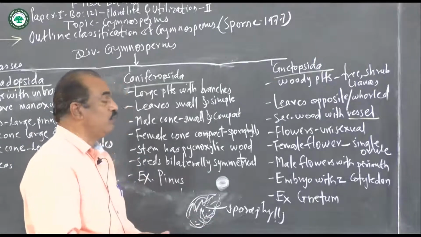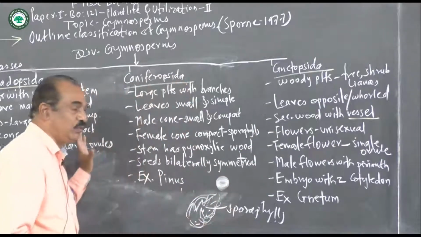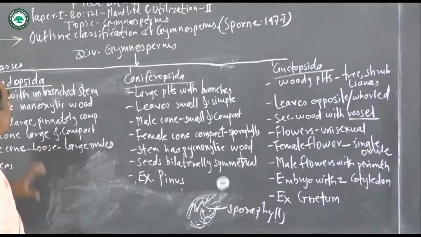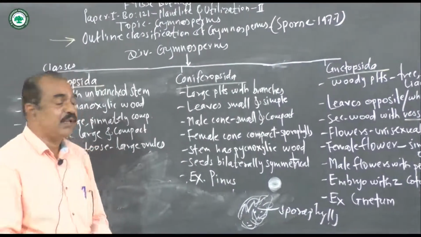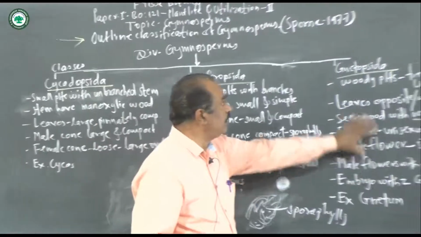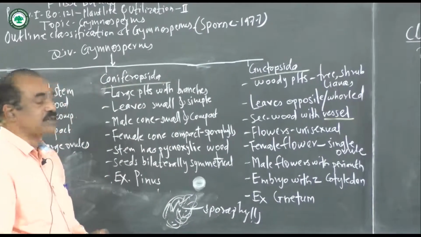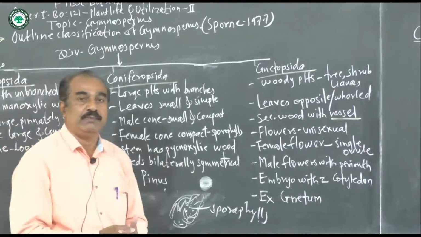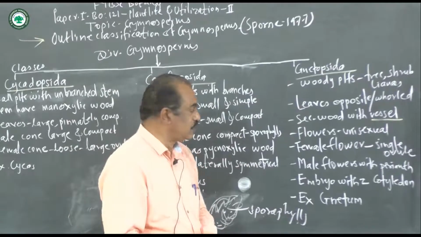Now secondary wood has vessels. Secondary wood shows vessels, but in the other two classes, that means in Cycadopsida and Coniferopsida, vessels are completely absent. Vessels are only developed in Gnetopsida. Now flowers are unisexual, that means the male and female flowers are completely different. So here the flowers are unisexual.